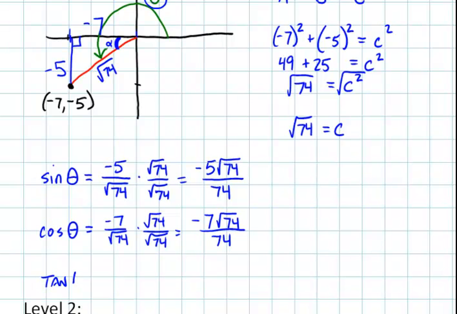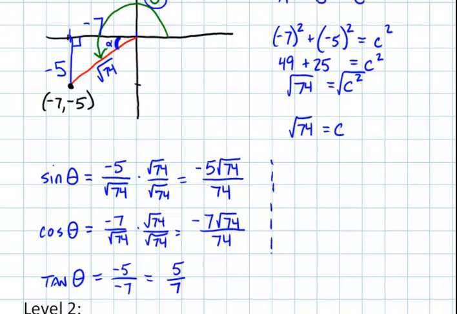Tangent will be a lot easier here. Tangent is opposite over adjacent. Well, again, we're talking about theta is the big angle, but we're looking at alpha because that's the one that fits in the right triangle. And the opposite side is -5. The adjacent is -7. Negative divided by a negative reduces to positive over a positive. So tangent equals 5/7.